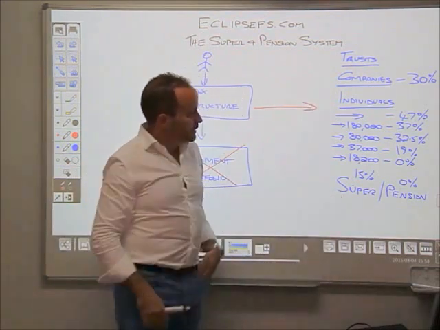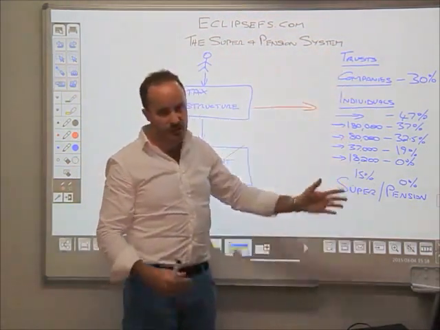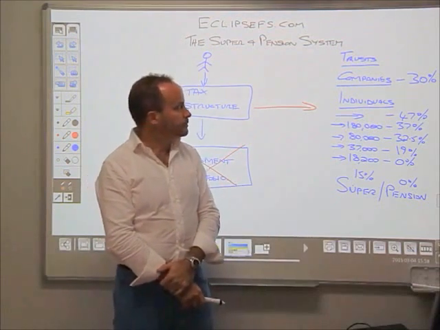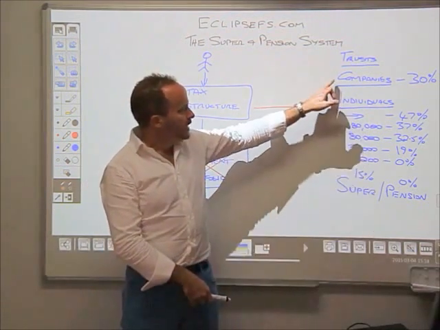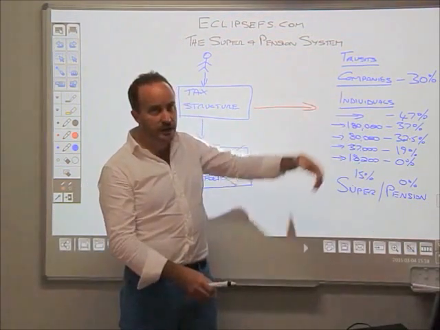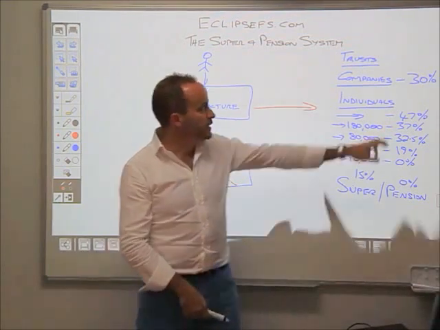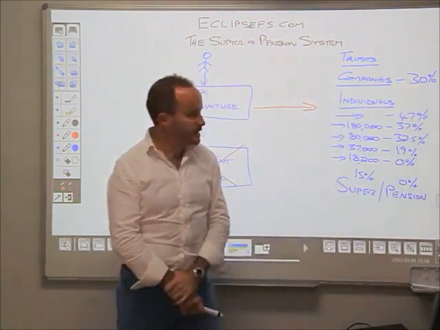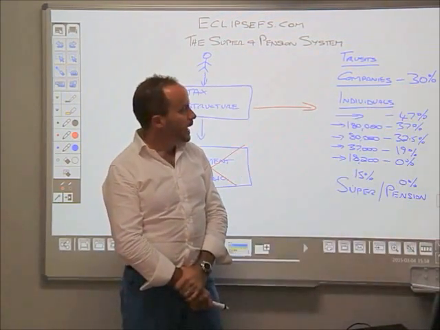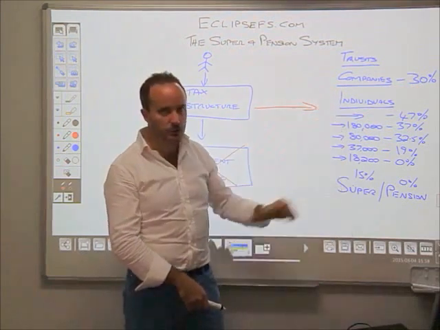Effectively, there's only four major tax structures that are generally used in Australia. One is companies. So if you're running your own business, you may have a company, and companies pay a flat rate of tax of 30%. The second one is individuals.